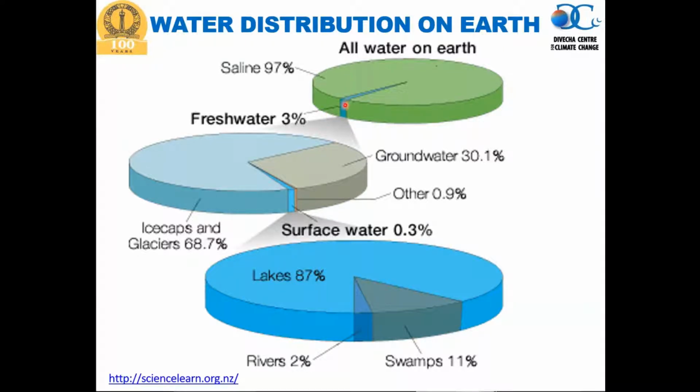But out of this 3% fresh water, you have 68% stored in the form of ice caps and glaciers. 30% is stored in groundwater, 0.9% is elsewhere, and 0.3% is in surface water. And out of that 0.3% of surface water, you have 87% in lakes and 2% in rivers and swamps. So you can really understand how little water is available in the rivers.